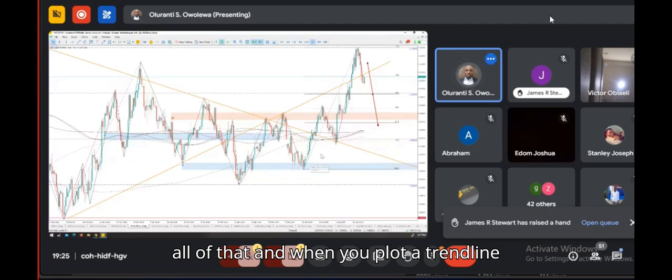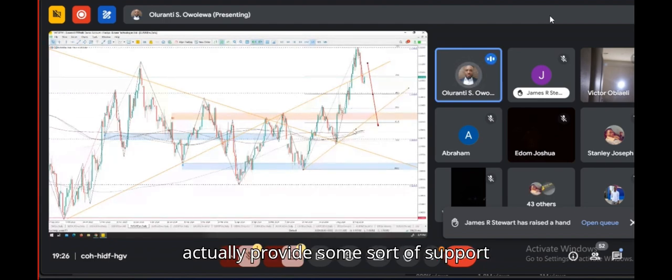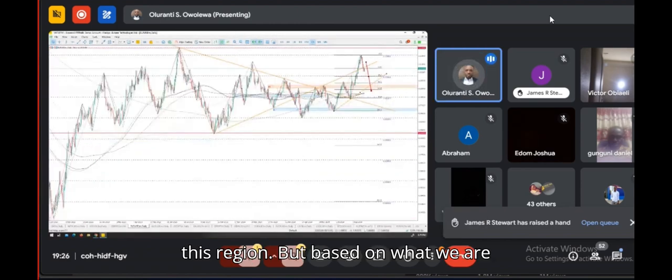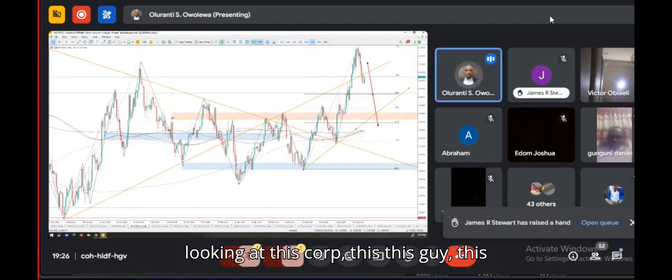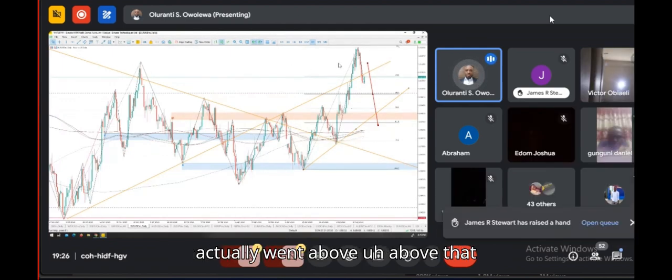And when you plot a trend line from this level, it could actually provide some sort of support around this level, especially if price comes into this divergence zone. We may have price actually bouncing from this region, but based on what we are seeing around this level, and we're looking at this cup, this equality target happening the last time we had this session, and then we had this go big above that region.